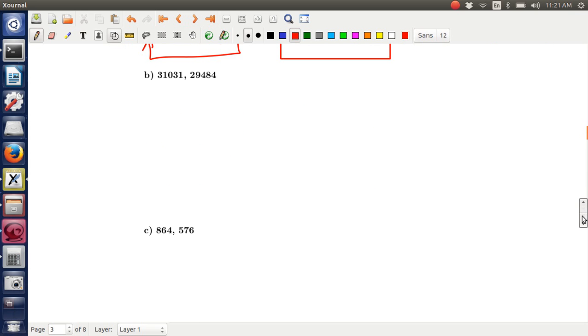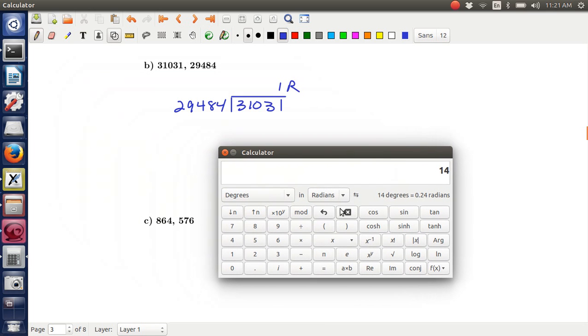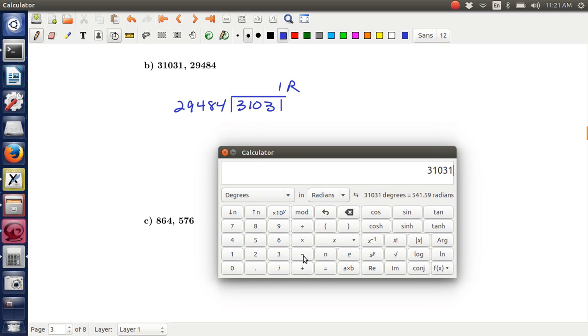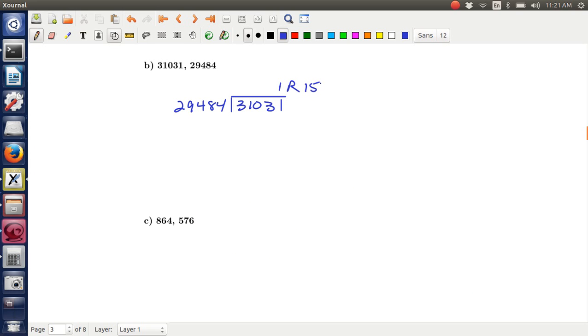Okay, so let's go to the next one and just see how this works. Sometimes the more obnoxious the numbers look, the easier they actually are. So let's see if this is true. 29484 and 31031. Obviously it's going to be a 1 remainder something, so in this case we don't have to do any division. It's really obvious that it's only going to go in 1 time. So you just say 31031 minus 29484, and the remainder is 1547. Okay, then we just rotate this around.